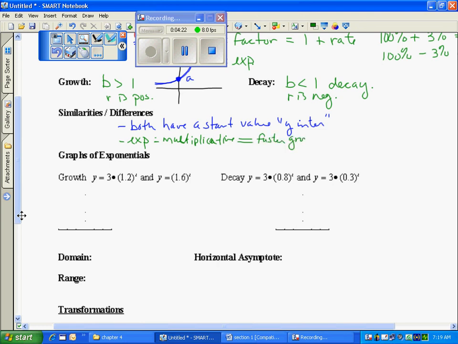Where linear is additive. It's got the same thing every time. Obviously, if you have money, you want it to be multiplicative. So there's an introduction to exponentials. Again, it's a review. Next lecture, we'll talk about the graphs of exponentials.